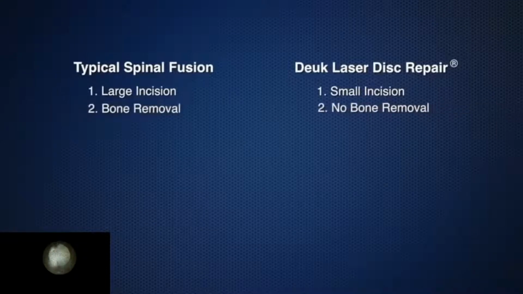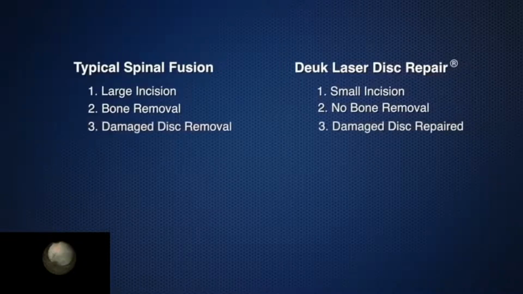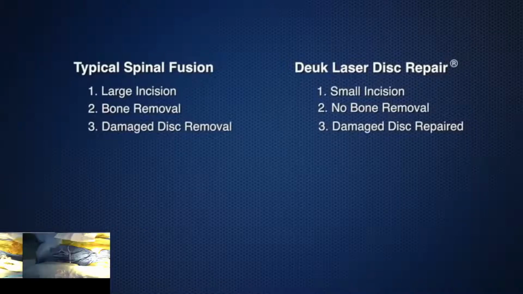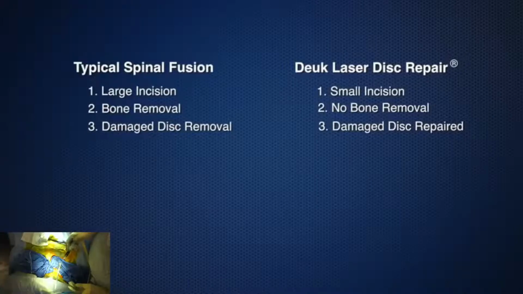A large amount of bone is removed with a spinal fusion. With the Deuk laser disc repair, no bone is removed. Each disc is accessed through a natural opening in the spine. The entire disc is completely removed in a spinal fusion, even though only 5% may be damaged. The Deuk laser disc repair leaves the normal parts of the disc in place and removes only the painful annular tear on the damaged disc.